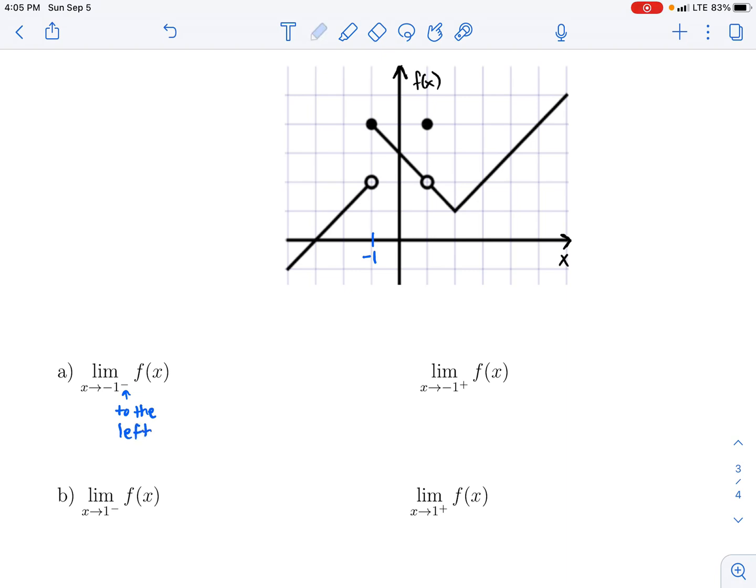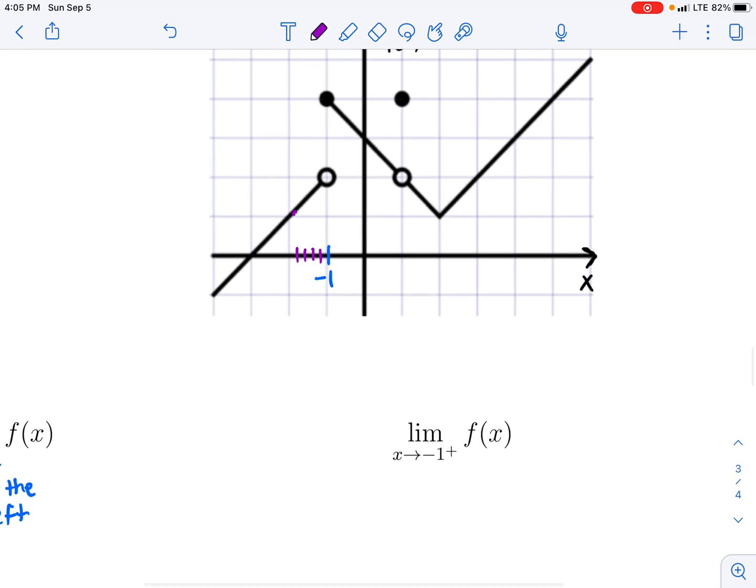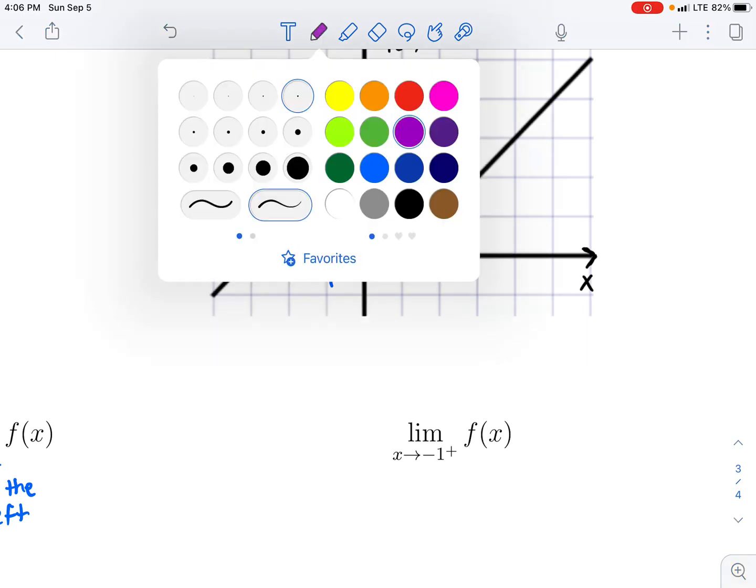Okay, so all that means is now I want to look at values that are to the left of -1 on the number line here. So I'm going to be looking at these types of values that I highlighted in purple. Now I want to look at these points, and as I keep drawing these purple points, what output value or y value am I getting really, really close to?